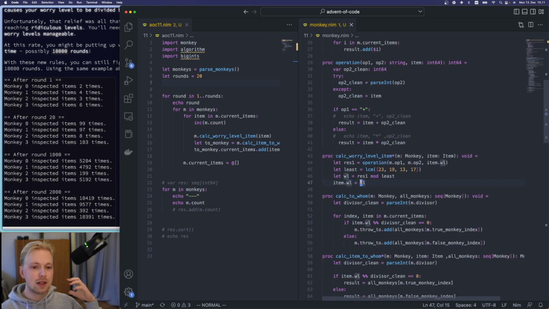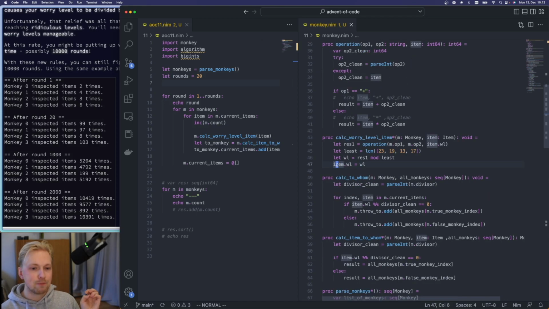So we need a way of scaling the worry levels down. What are the worry levels actually used for? They're used for determining to which monkey the item is sent next. So we still need the same logic, that the worry level modulo the divisor should still hold true and false correctly, even if we scale it. So now the question is, how can we scale the worry level for different divisors?